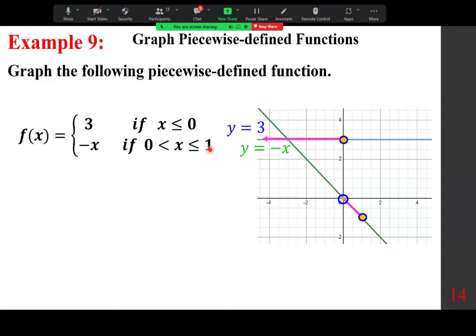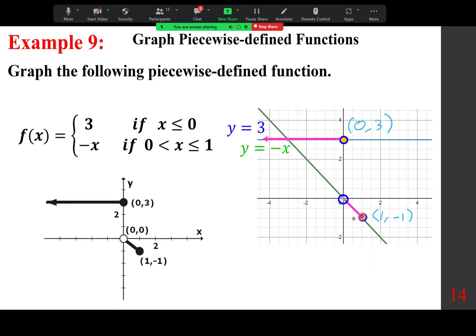Well, when x is between 0 and 1, 0 is not included because we don't have equality, and 1 is included. This point has coordinates 1, negative 1, and this one has coordinates 0, 3. To separate that and be clear, there is a solid point and it goes to negative infinity, there is a hole, and it goes this way, all the way to 1, comma, negative 1. And that's the graph.